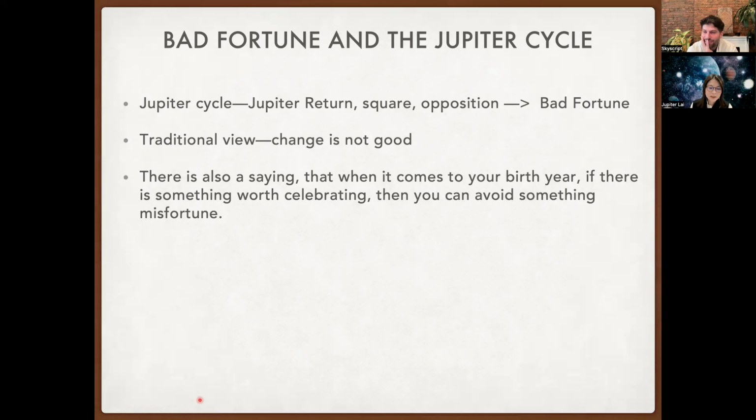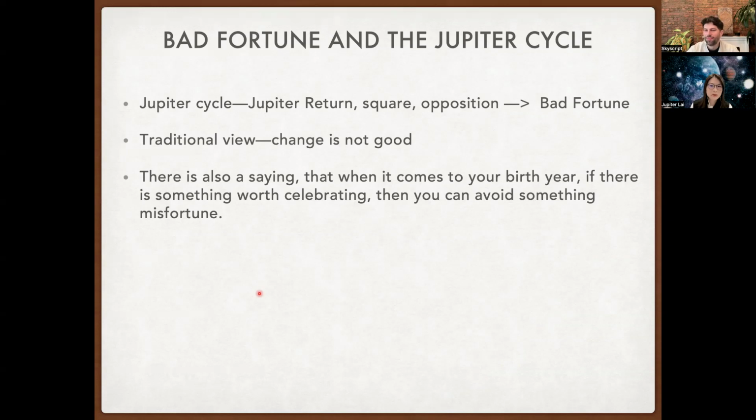Right. So in Western astrology, when you have a Jupiter return, square or opposition, that will be kind of obstacles or difficulty. And Chinese astrology is saying that when you are going back to the birth year sign, the same sign, it is not so good, because I think from the traditional point of view, no matter in which culture, stability is the best thing. Change is not good.